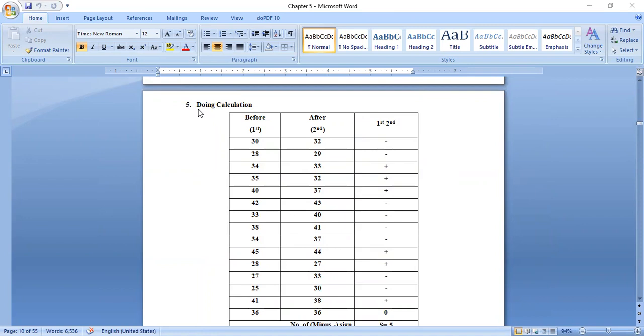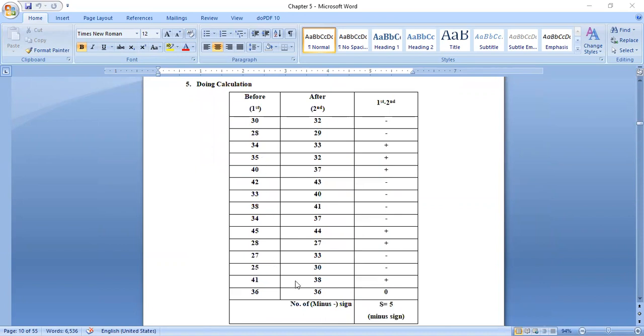Simply a few numbers, step number 5, doing calculation. From the question paper, observe carefully. From the question paper itself, we copied the same information which is available in the question. This is the before information.